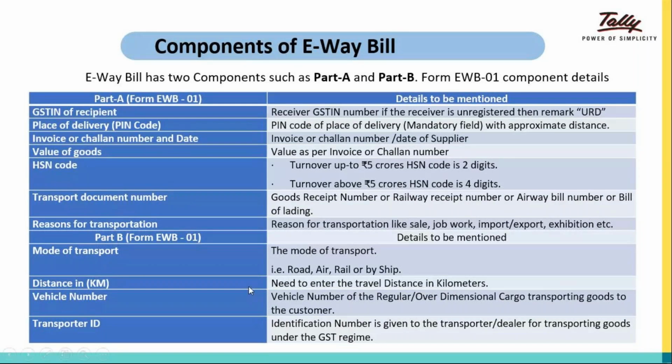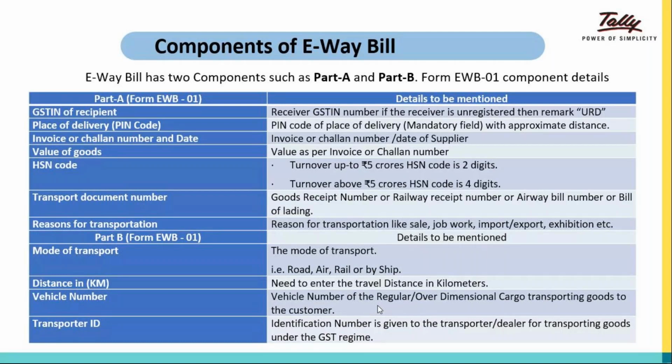Regular and over dimensional cargo transporting goods to the customer. Now there are two types of vehicle here. One is regular and the other is over dimensional cargo. Regular means the basic lorries that you all see on highways. That is what we mean by a regular vehicle. Over dimensional cargos are extremely large or big lorries which will carry huge or very large bulky goods.